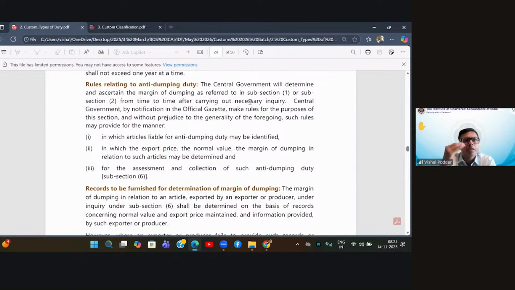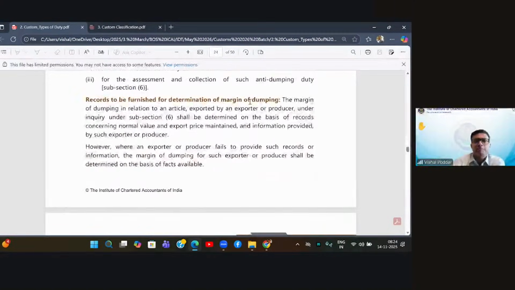So anti-dumping duty and the countervailing duty on subsidized articles are both on similar lines. Only the purpose or the reason for these two duties is different.